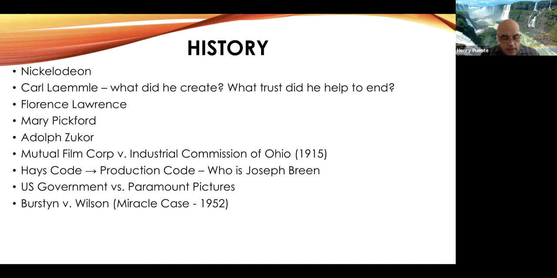So Carl Laemmle, a big deal, not only because he helped to develop Universal Studios, but he also, again, creates the star system, and he helps to end the Kodak and Edison trust. Any questions so far? So Florence Lawrence, again, first star to use her name for promotional purposes. She was nicknamed the Biograph Girl. So Mary Pickford was the first actor or actress to earn $1 million. So Mary Pickford, again, first actor or actress to earn $1 million.